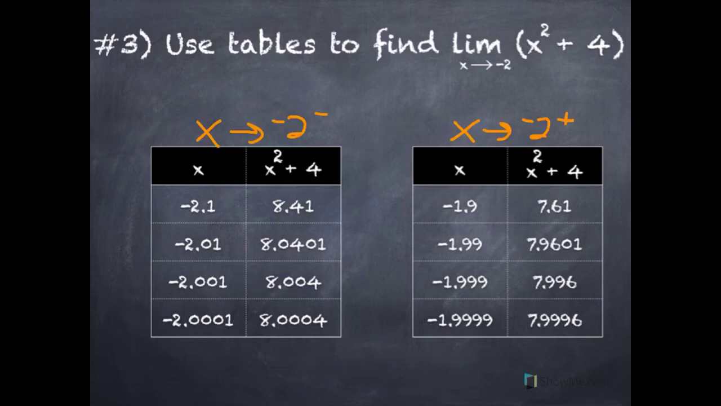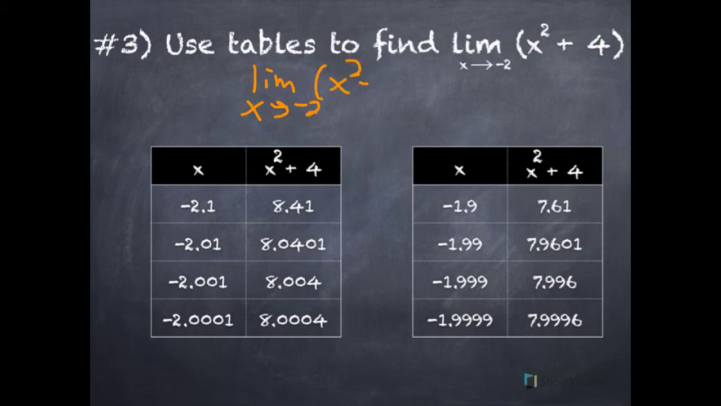So in this first table, what are the y values getting closer and closer to? As we go down this table, it looks like it's getting closer and closer to 8. If we look at the table on the right, it looks like these y values are getting closer and closer also to 8. So what does that mean? That means that the limit as x approaches negative 2 of x squared plus 4 is equal to 8. As x gets closer to negative 2, y is getting closer to 8.